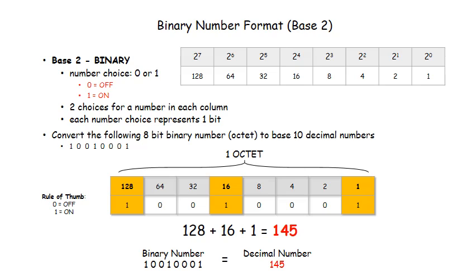So adding up each of those numbers in that table that contain the 1, that would be 128 plus 16 plus 1, which equals the number 145. So that single octet, that 8-bit binary number of 1, 0, 0, 1, 0, 0, 0, 1 is the same thing as 145.